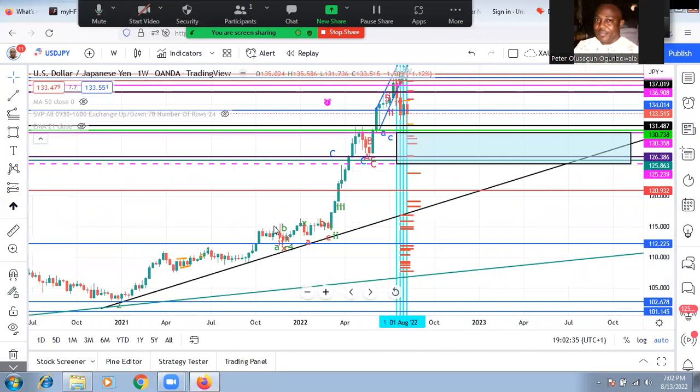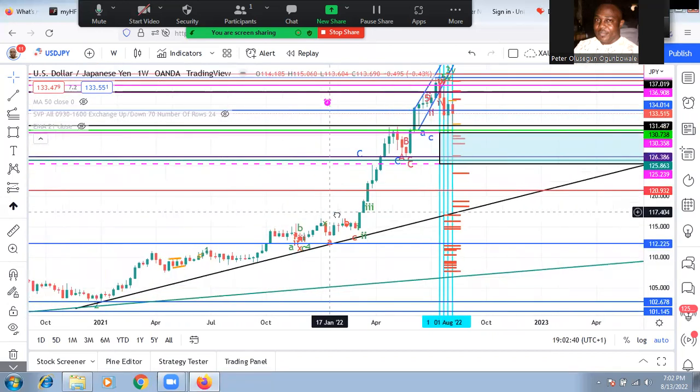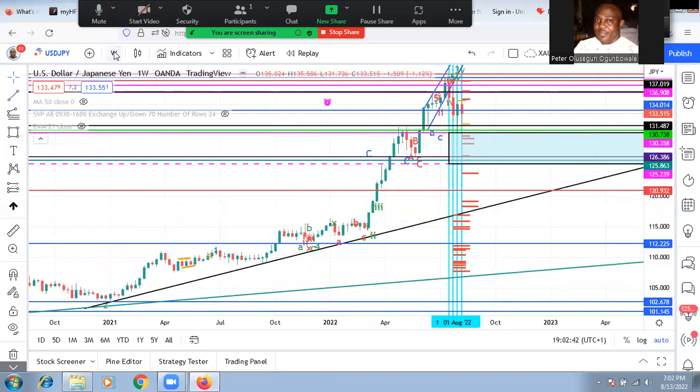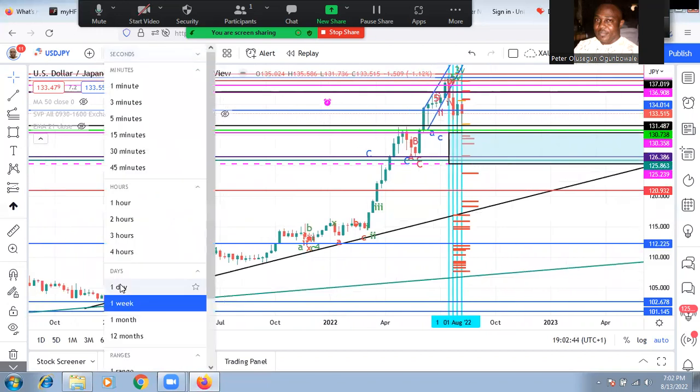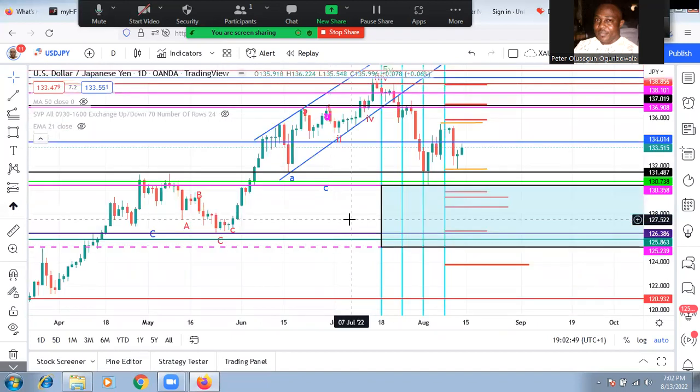Where's the price at the moment? We are going to be seeing more upside, definitely. But where's the price at the moment? Wow. You see what I saw? Just like on DXY, the price had touched the edge of 23.